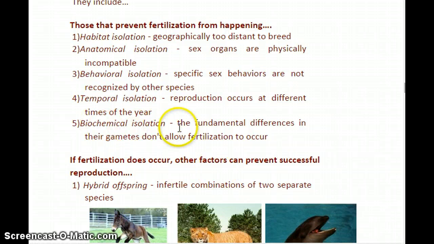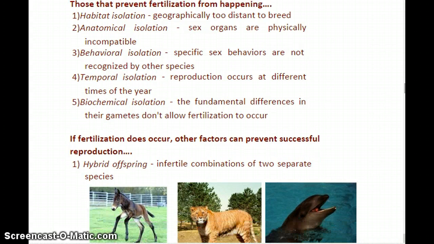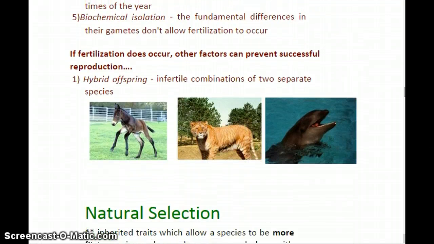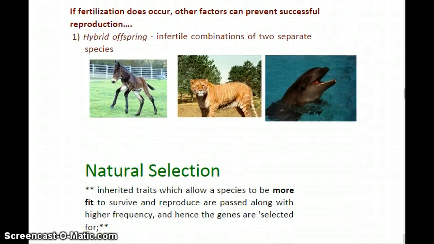And then there's biochemical isolation. So maybe they can mate, they do get together. All of these other things are not a factor. But then once that happens, their gametes can't come together. Their gametes aren't compatible. So let's say that fertilization does occur, that the gametes do fuse. We can actually have something called hybrid offspring, where you have basically two different species that can have an offspring. And this is rare, but it's really kind of fantastic if you think about it.